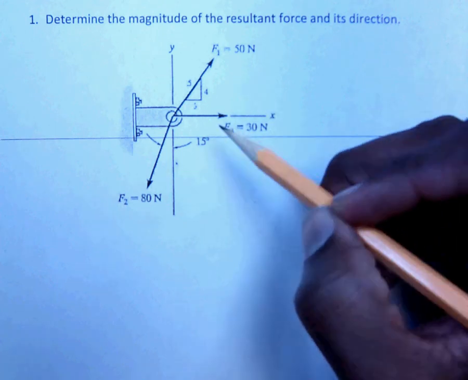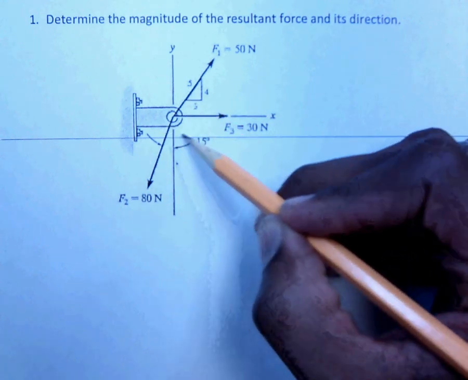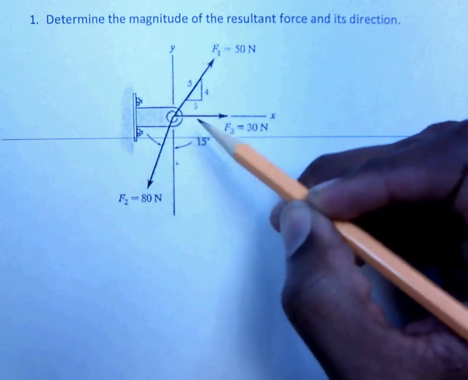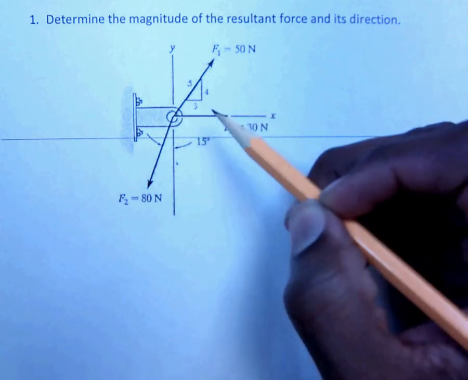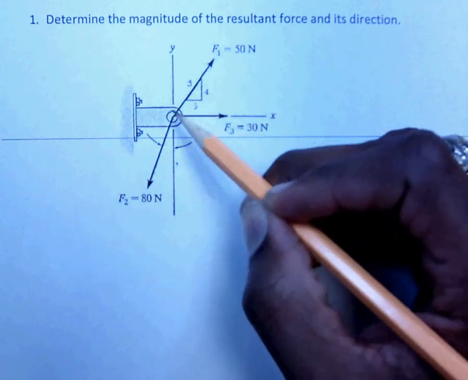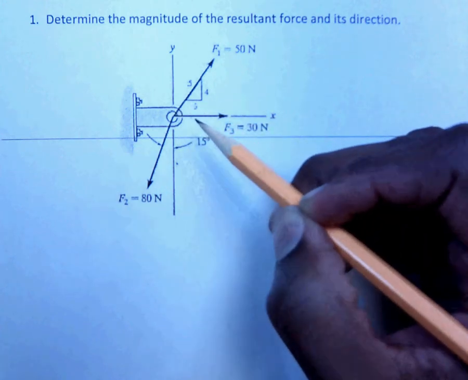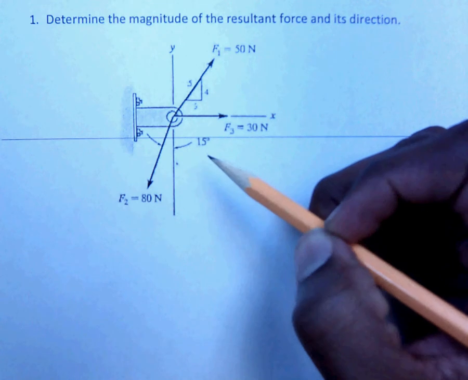A resultant force is simply the sum of all the forces acting on a particular body. Another way of saying it is that it is a force with which I can replace all these forces acting on the body and still have the exact same effect on that body.